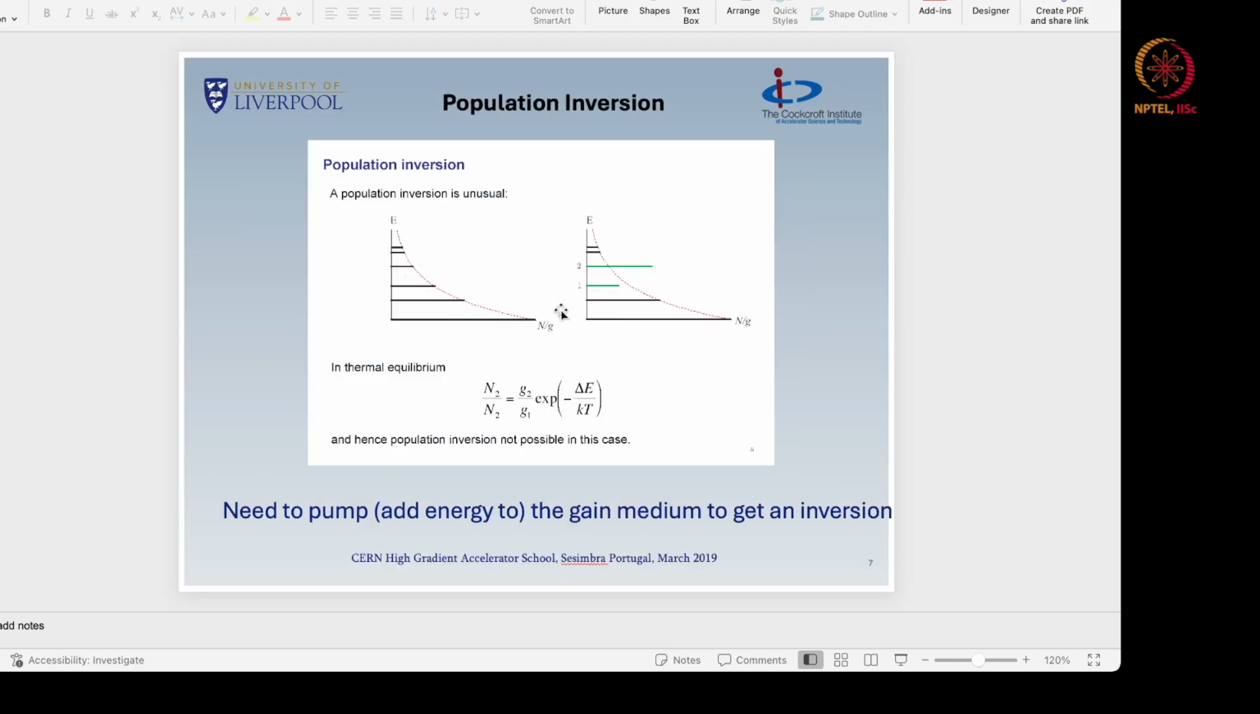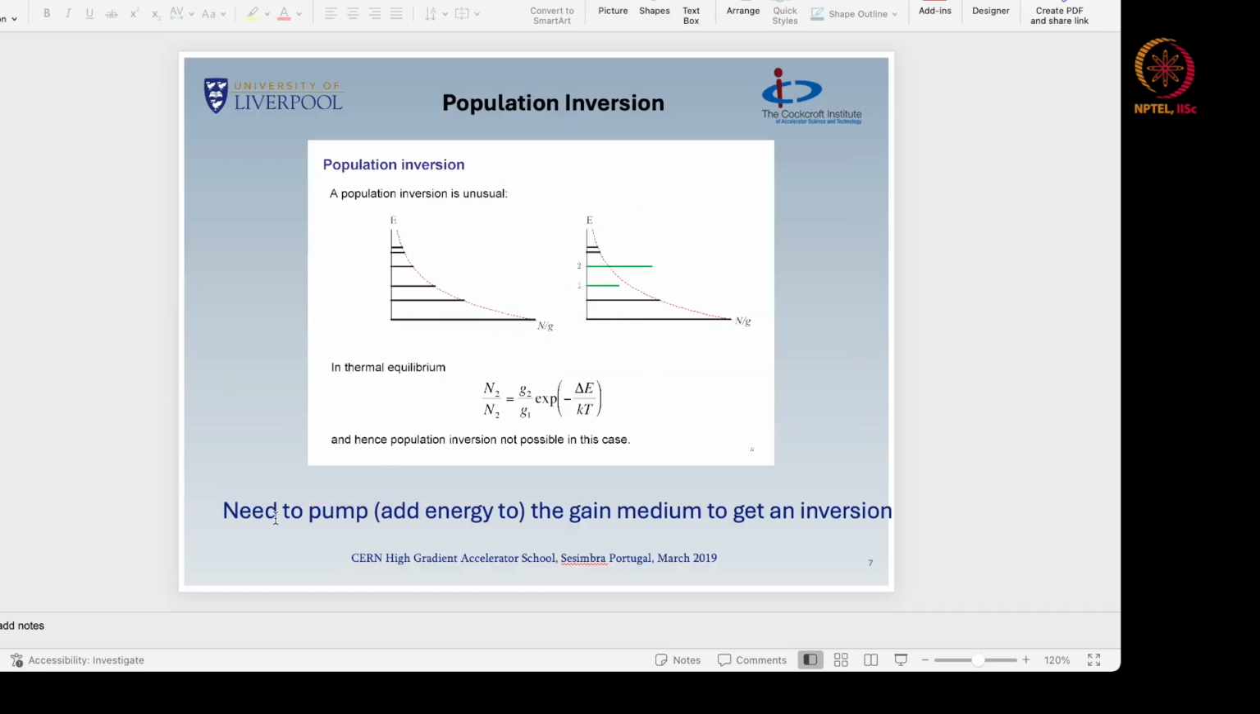And this is exactly what is shown over here, that normally the states are like this, but you need to create an inversion. That means you need to artificially increase the population in a higher energy level relative to the corresponding lower energy level, because a system in thermal equilibrium will not have this. So you need to pump, to add energy to the medium. This is called a gain medium, where the electrons actually reside, to get such an inversion to happen.